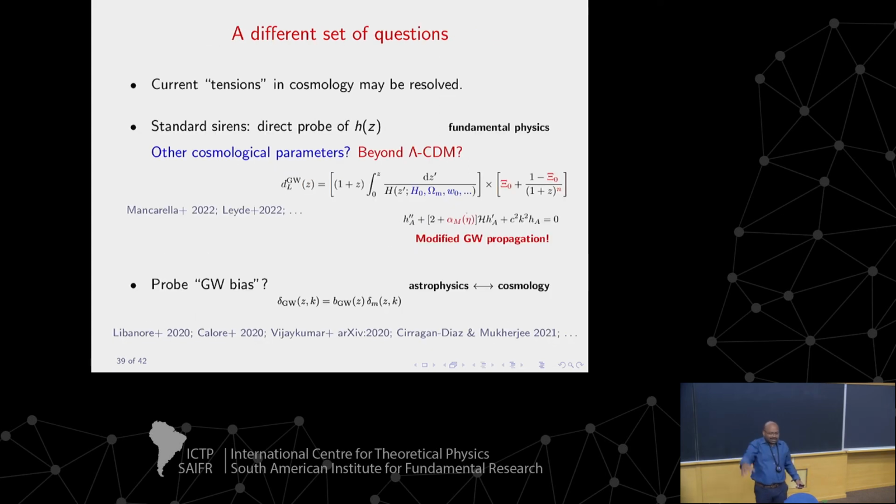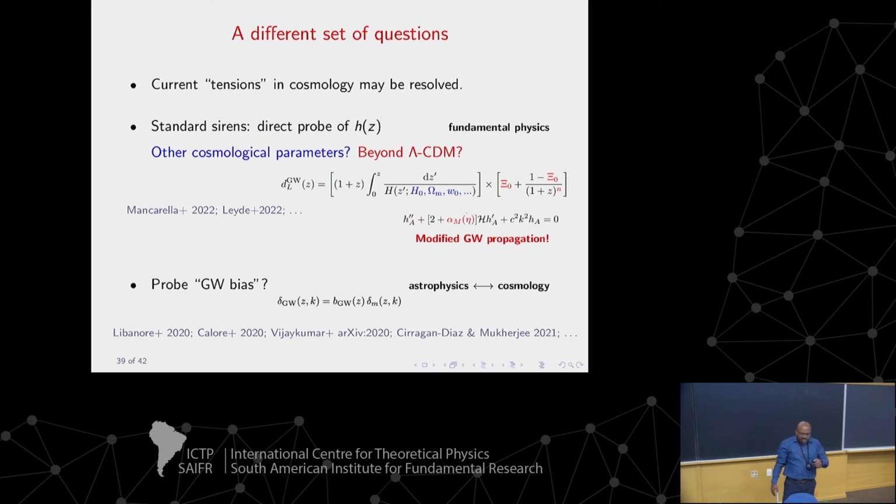If we're looking years down the line, then current tensions in cosmology will probably have been resolved, but standard sirens will still remain the direct probe of H of z. So one is still going to measure directly H at whatever redshift or distance we are observing the gravitational wave source, as opposed to using a calibrated distance indicator.